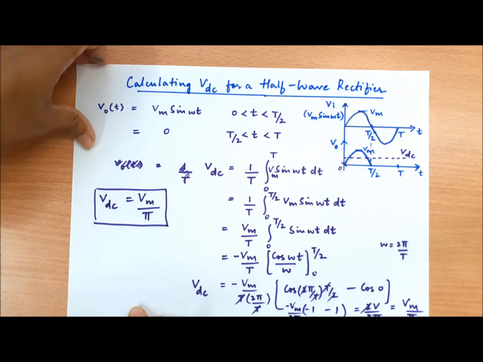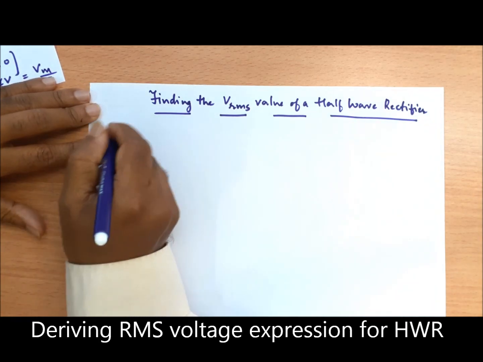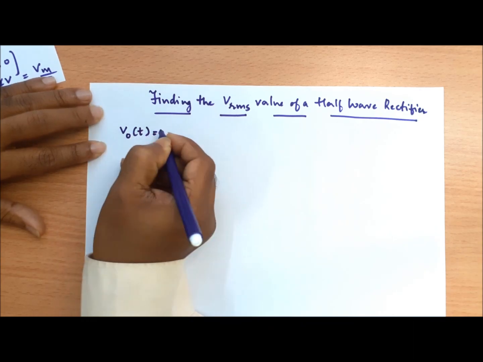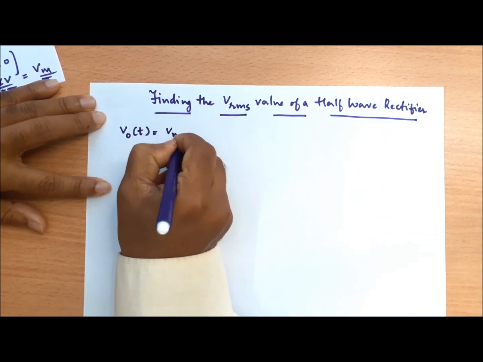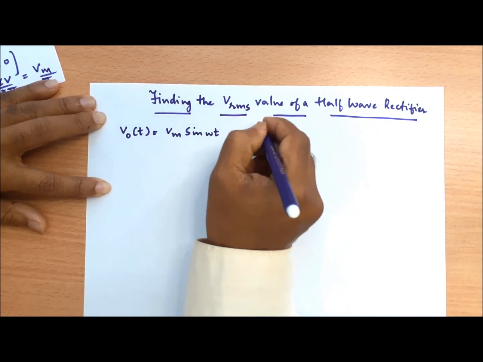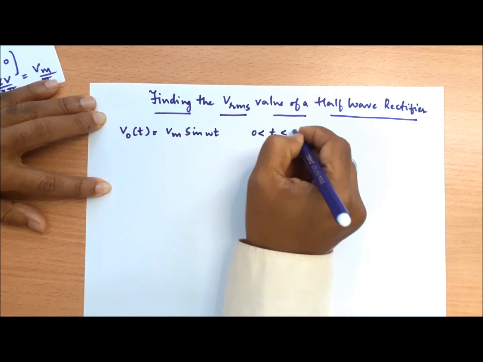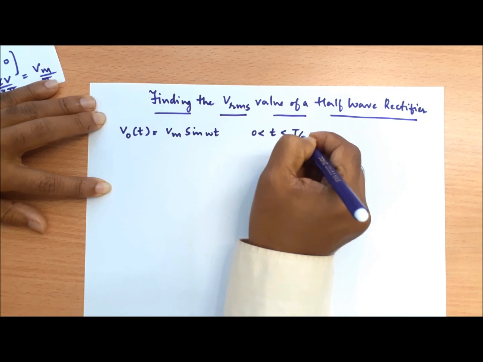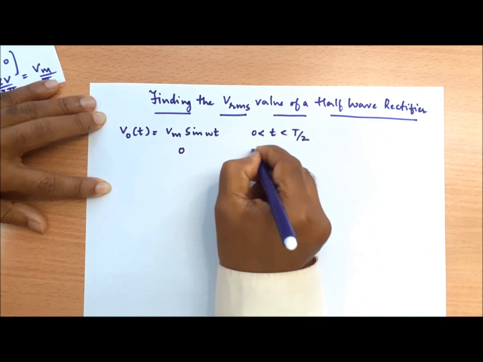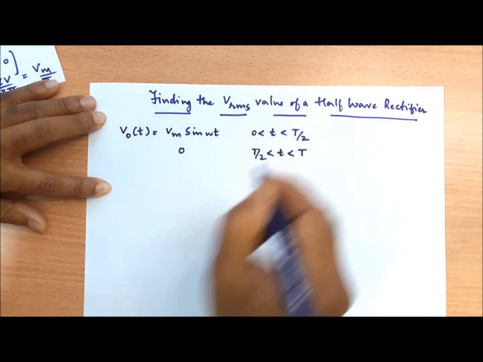Right? Okay. So that's very simple. So the steps are similar again. So how can I express V naught of t? V naught of t is Vm sine omega t for t between 0 to T by 2. Similarly, the output is 0 between T by 2 and T.